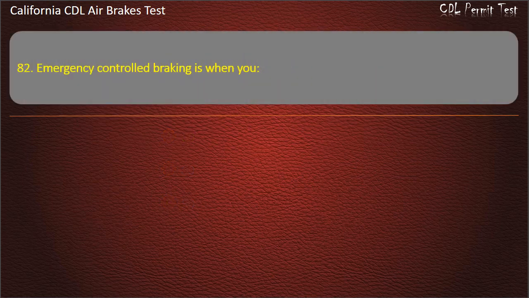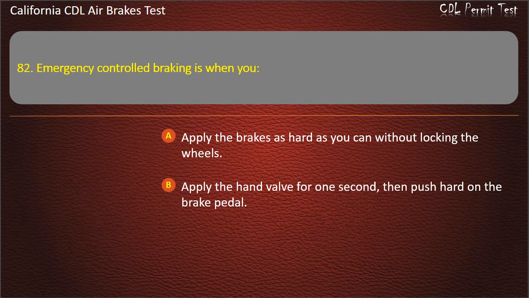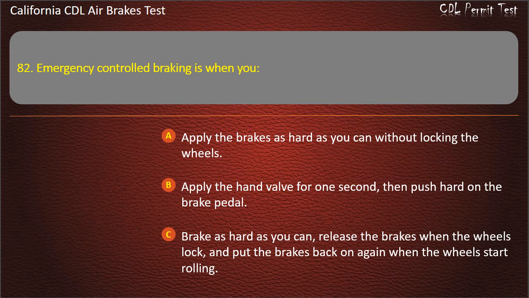Question 82. Emergency control braking is when you apply the brakes as hard as you can without locking the wheels. Apply the hand valve for 1 second, then push hard on the brake pedal. Brake as hard as you can, release the brakes when the wheels lock, and put the brakes back on again when the wheels start rolling. Answer. Apply the brakes as hard as you can without locking the wheels.